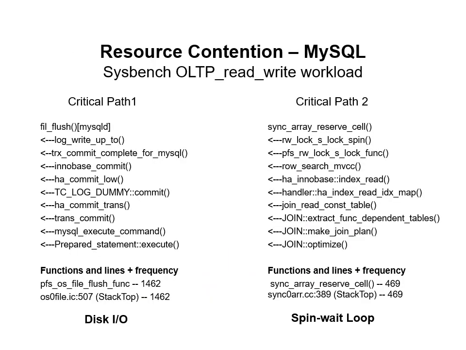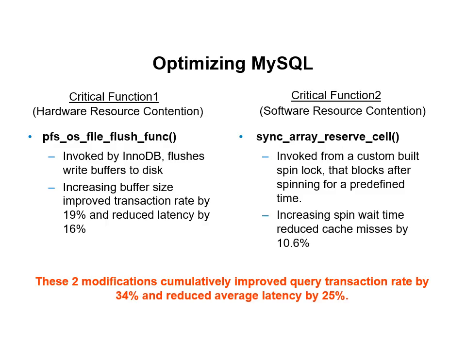GAPP was also able to identify cases of resource contention in MySQL when tested with the OLTP read-write workload from Sysbench benchmark. The top two critical paths were related to disk I/O and spin wait loops respectively. The disk I/O was a bottleneck because of limited buffer size. Increasing the buffer size improved transaction rate by 19% and reduced latency by 16%.